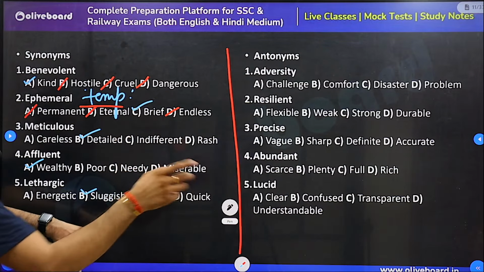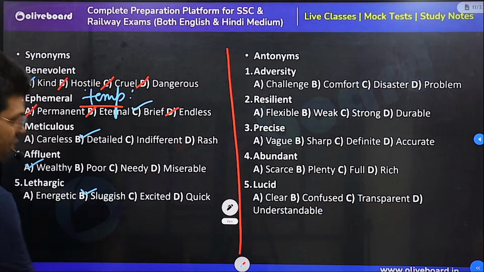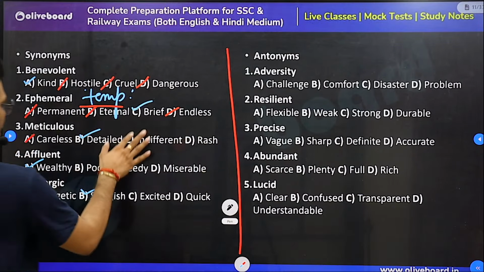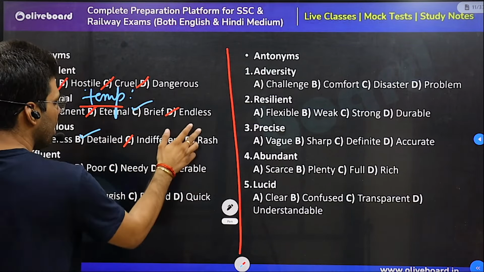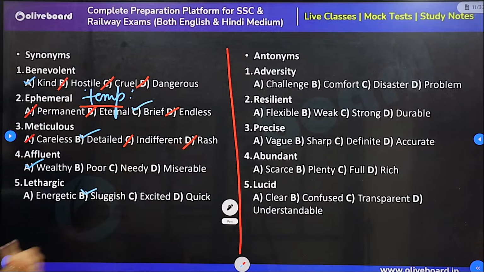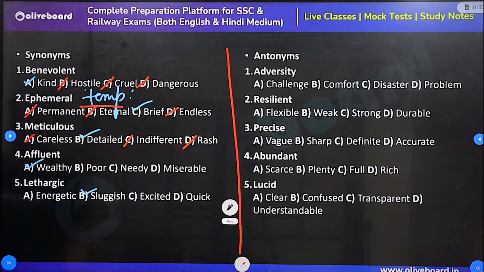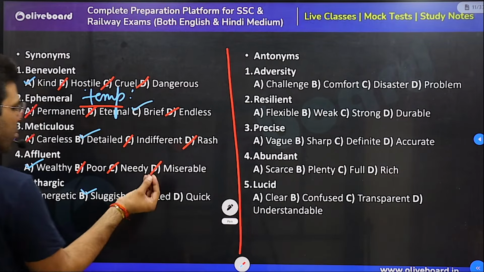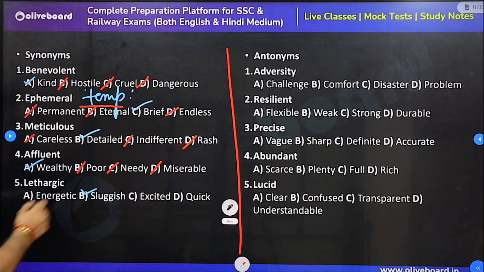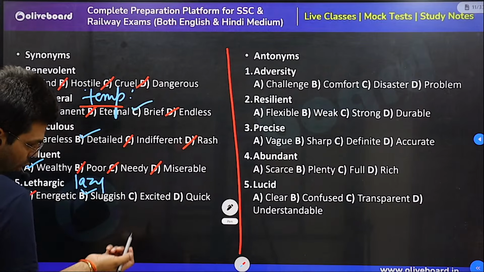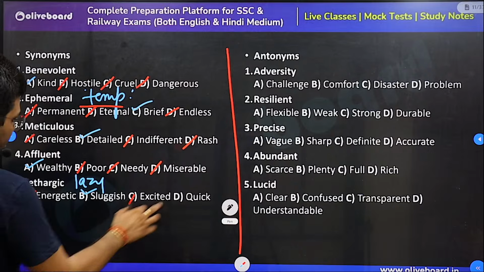So brief. I don't have time, explain to me in brief. Short. Meticulous. Full details about something. Detailed. Why careless? Negative. Indifferent. It doesn't matter to me. I don't care. Why rash? In detail. Affluent. Money is flowing. Wealthy, not poor or who needs or in a miserable situation. Lethargic is lazy, and the one who is lazy shouldn't be energetic. Synonyms can be sluggish, slow, weak, languid, not excited or quick.